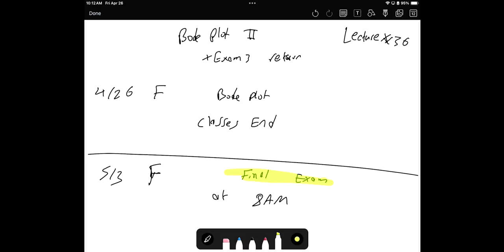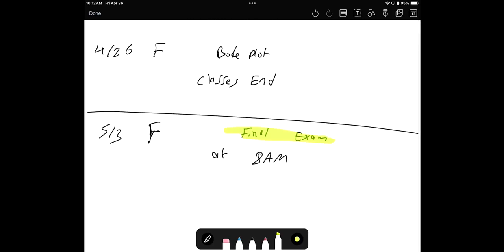What's the test then? Yes, it's going to be here. Excellent. Then it's cumulative, including everything we've covered, from number 1 until 36. Okay? Any questions about the final?